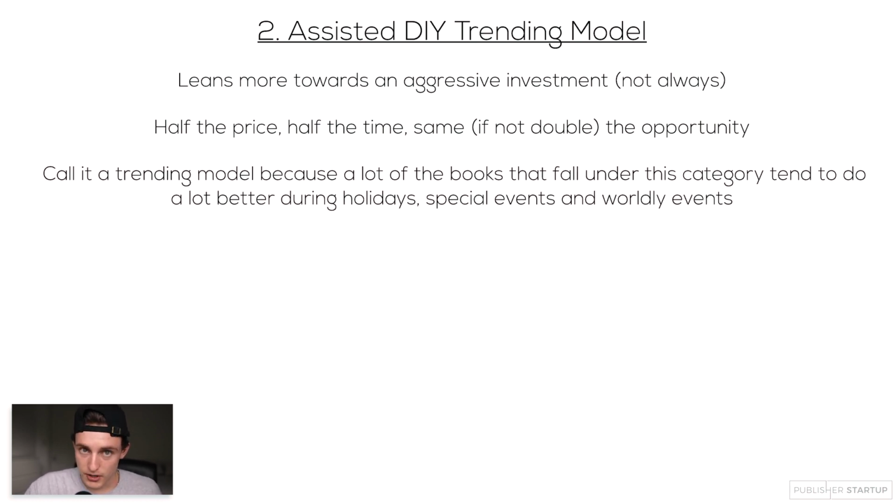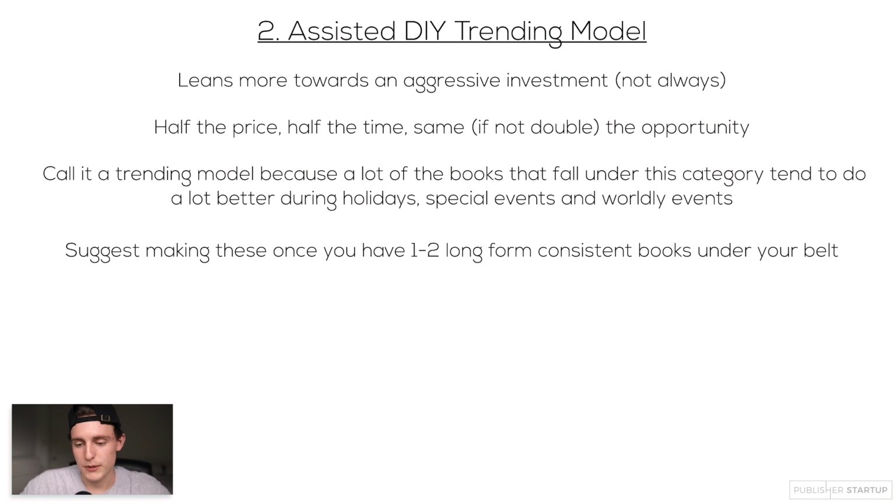So I like to call it a trending model though. And you're probably thinking, why wouldn't I just focus on all these assisted DIY books if they're half the price and they are double the opportunity? It's still true, but the reason I call it trending is because a lot of these books that fall under this category tend to do a lot better during holidays, special events, and worldly events. With the long form consistency model books, they tend to do better, more consistently around the clock. When it comes to these DIY books, not as consistent. So I suggest making these once you have maybe 1 to 2 long form consistency model books under your belt.